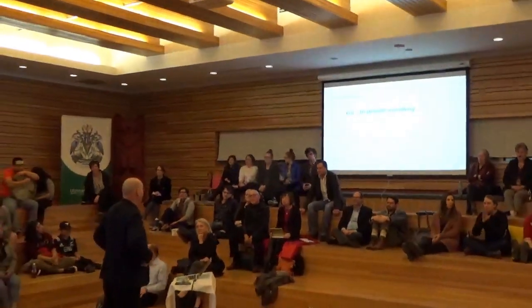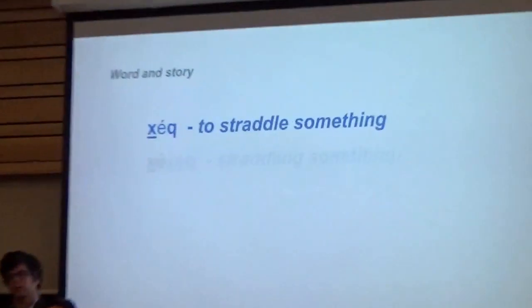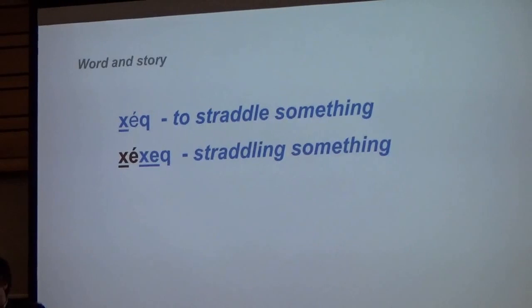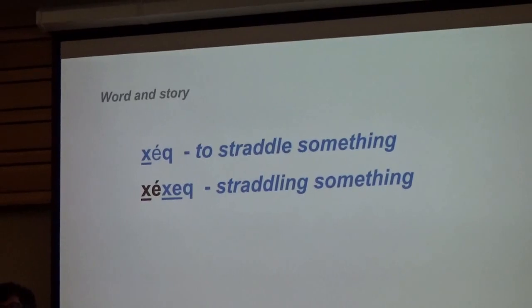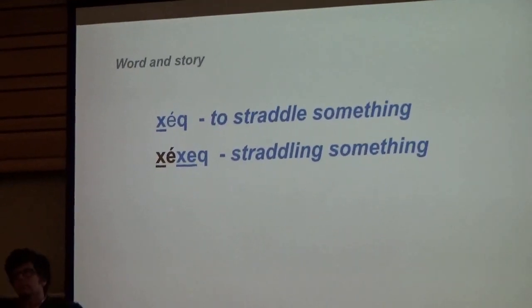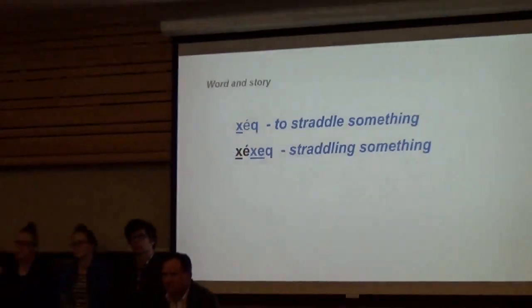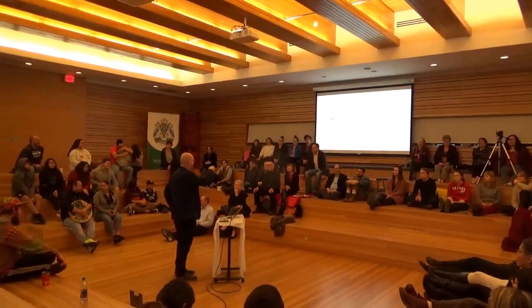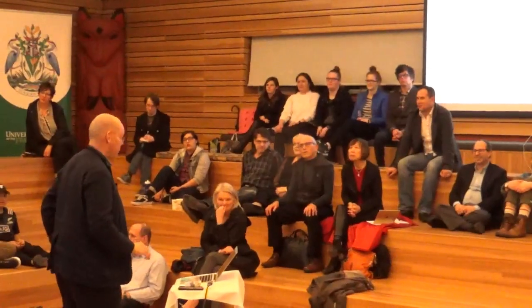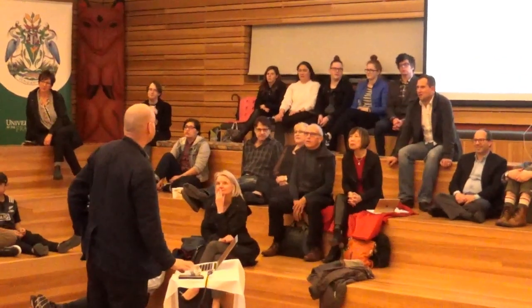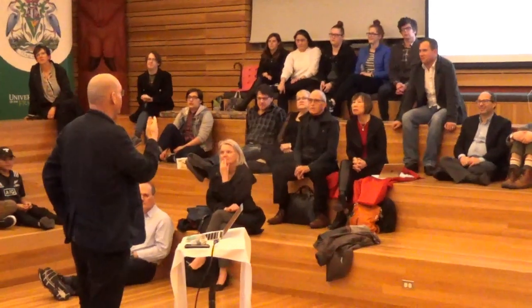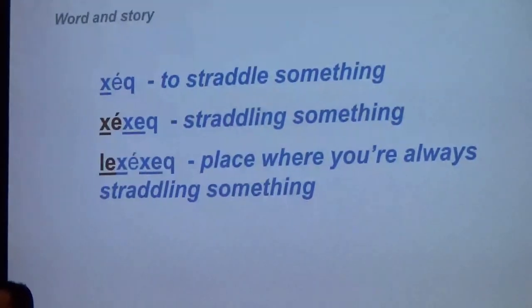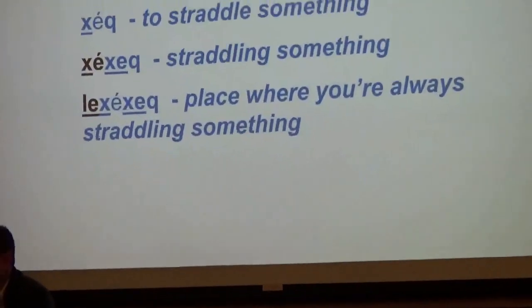The vowel sounds like ha, to straddle something. Ha. The E is not supposed to be underlined there. Often to indicate an ongoing action in the language, depending on the form of the verb, you get partial doubling. So ha becomes ka ha, and that indicates you go from straddle something to straddling something. So ha ha is straddling something. And according to the dictionary, you add a look, and it's indicating something like the place, or the place where you're always. So look ha ha is indicating a place where you're always straddling something.